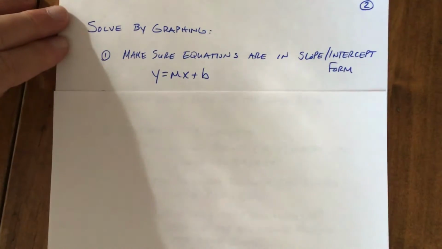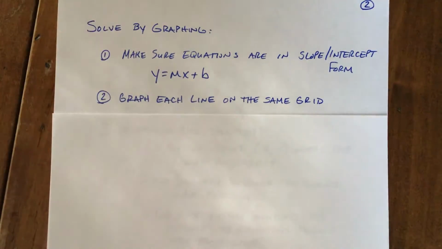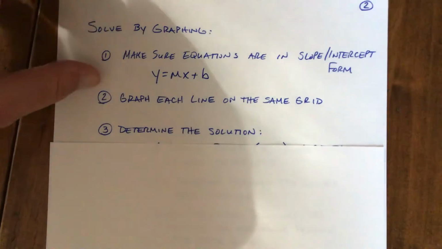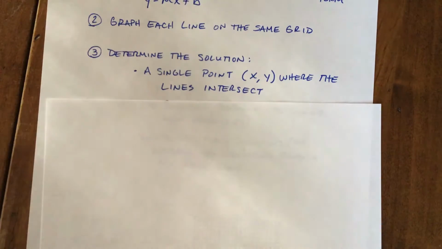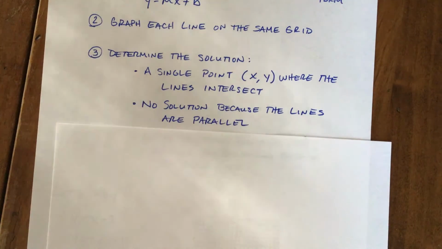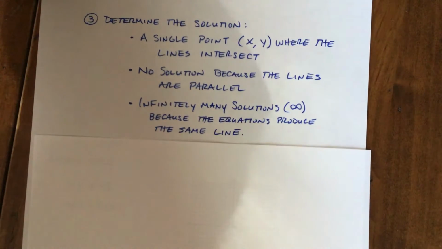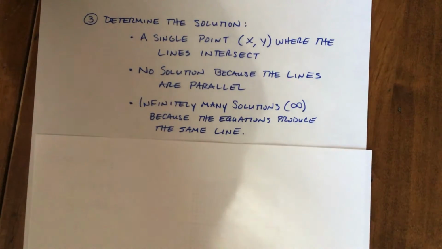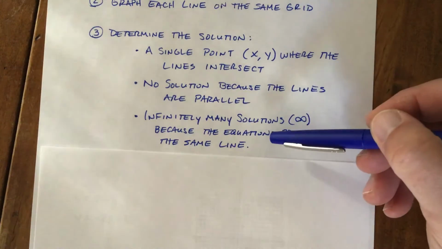All right, so we're making sure that the equations are in slope-intercept form. We're going to graph each line on the same grid, and then we're going to determine the solution. All right, so what do I mean by that? Well, first of all, you're either going to get one single point where the lines intersect, right? So there's your single point. We can get no solutions because the lines are parallel. And then the last one is infinitely many solutions, which just means that the equations produce the same line. All right, so there's your three: single point, no solution, or infinitely many.